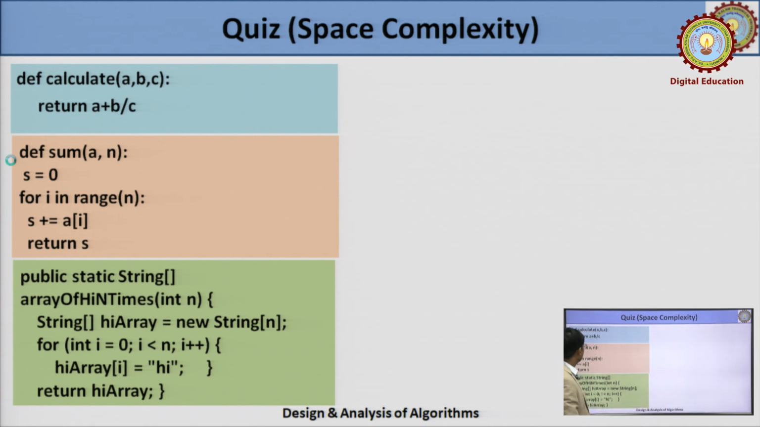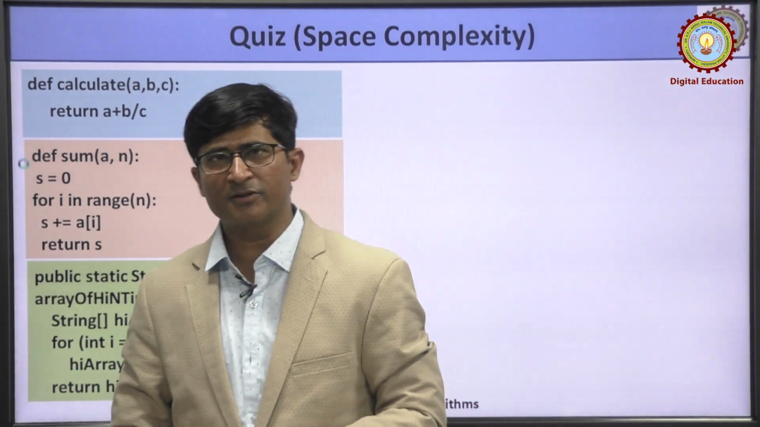Again one more example. In this case we are passing 3 parameters a, b, c, and since no additional space has been used, if we consider that each and every variable takes up a constant amount of time, it would be order of 1 plus order of 1 plus order of 1 for c. So a total of order of 1 time complexity can be listed, right?